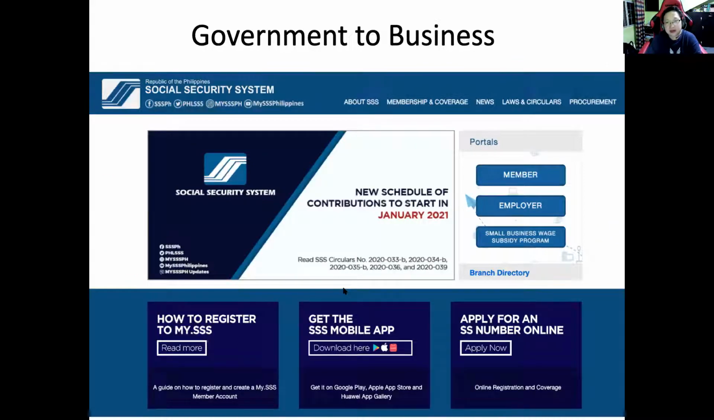An example of government to business, I think, would be the Social Security System, since all of the employers in the Philippines are required to pay the social security of their employees through the Social Security System. So this is a government office offering a facility for businesses so that they can provide the necessary social security benefits to their employees, and doing it through this platform.